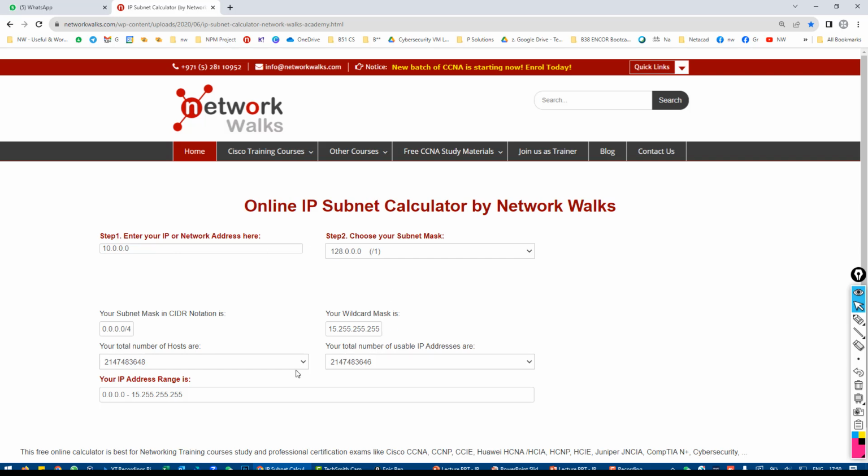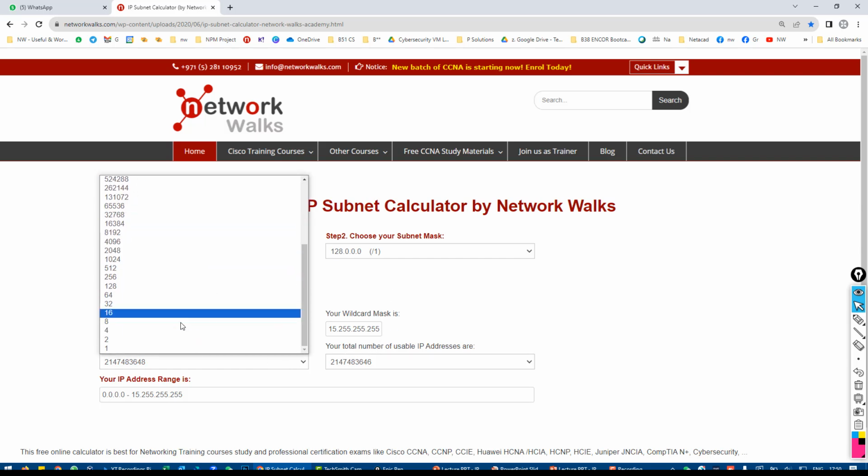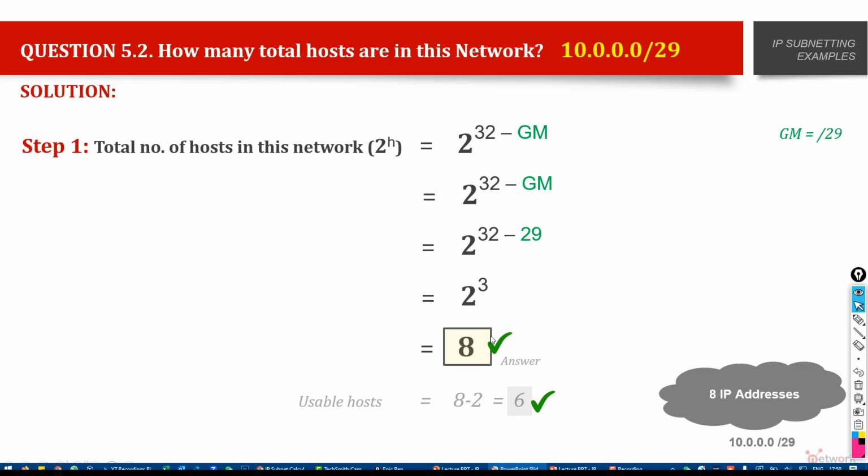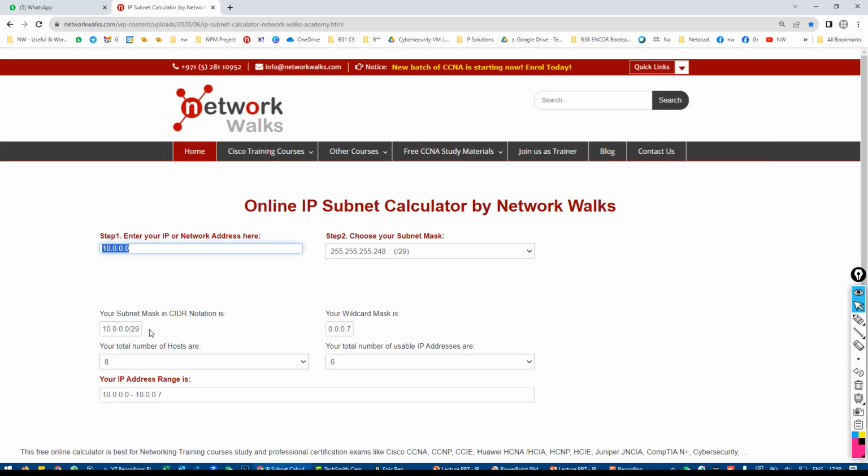So let's say we want to know how many hosts. For example, we want 8 IP addresses, and our subnet is 10.0.0. What was the original subnet? 10.0.0/29, right? So out of 10.0.0/29, we are finding 8 total hosts and 6 usable IP addresses, and this is the range also.